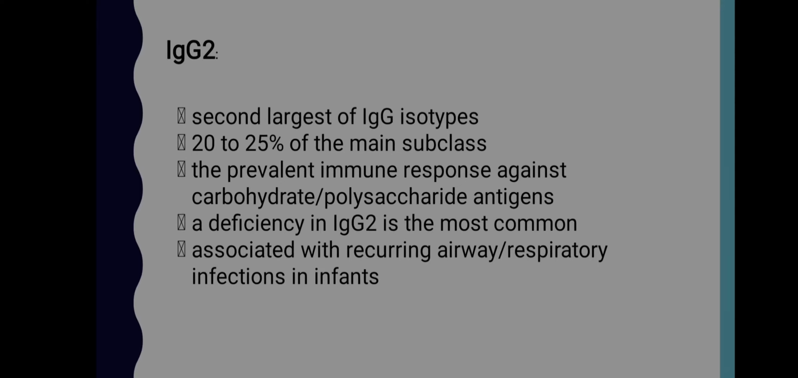IgG2, the second largest IgG isotype, 20 to 25% of the main subclasses. Its response is against carbohydrates, polysaccharide antigens. Deficiency is most common, associated with airway respiratory infection in infants.